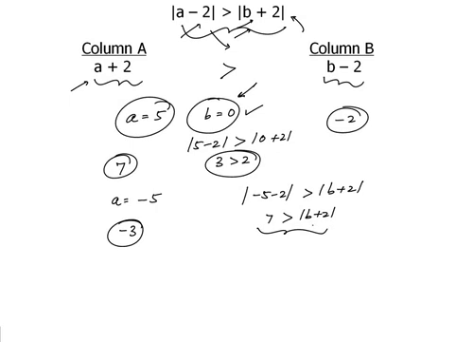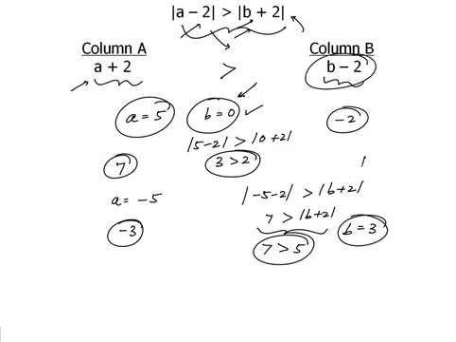And for example, if I pick B to be, say, 3, because that would be 7 is greater than absolute value of 5, which is true. And then when I plug into column B, 3 minus 2 is 1, and 1 is indeed greater than -3. So now column B is greater. So with two examples, I've shown that we cannot determine the relationship, and that's, of course, the fastest way if it happens to be D.